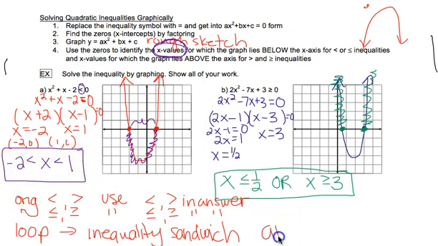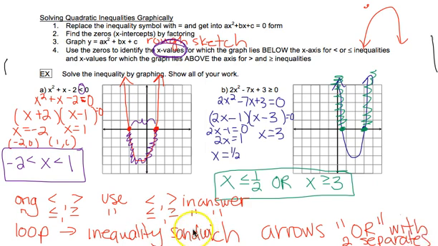When we have the arrows that are the solution, we're always going to write an or, meaning that we're going to have less than or equal to something or greater than something else. And that is always true. If it's arrows, you're going to write an or with two separates. If it's the loop, you're going to write an inequality sandwich. So hopefully those rules help you out.